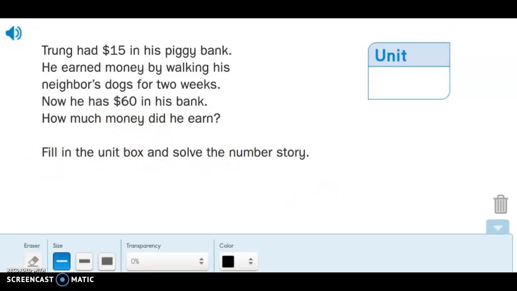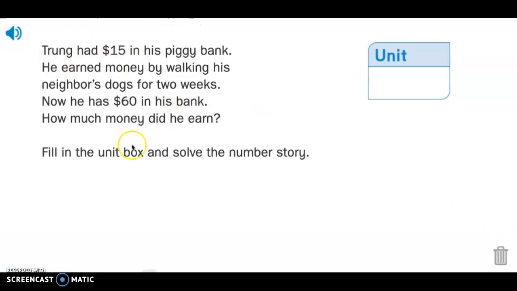The unit box, what are we measuring in here? I see a piggy bank. We're talking about dollars. We are talking about dollars because we know how much he has. We know how much he ended with, how much money, and now we know how much did he earn. So let's go through and figure out what we know.